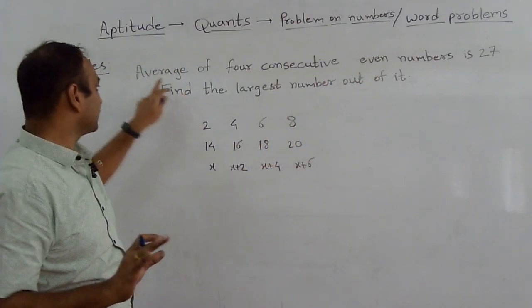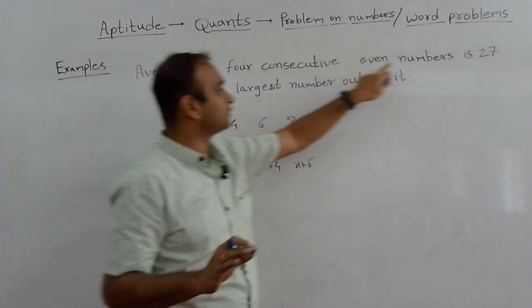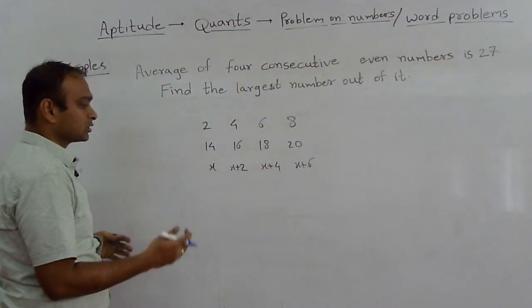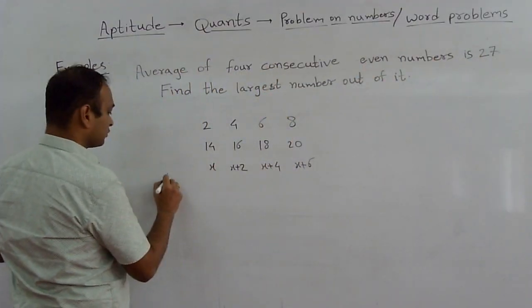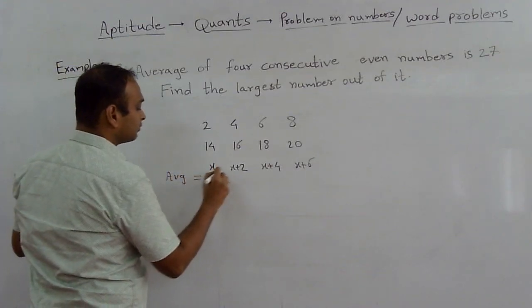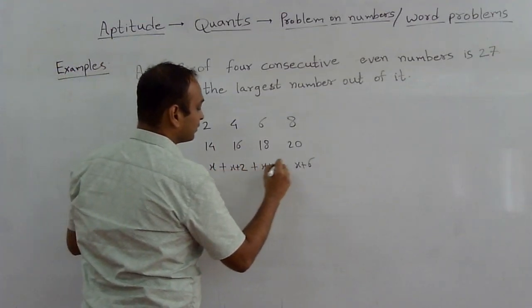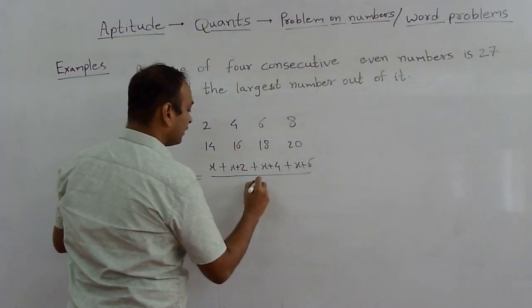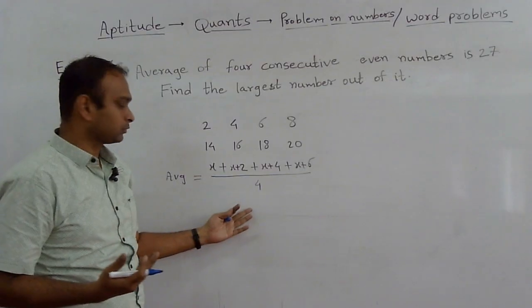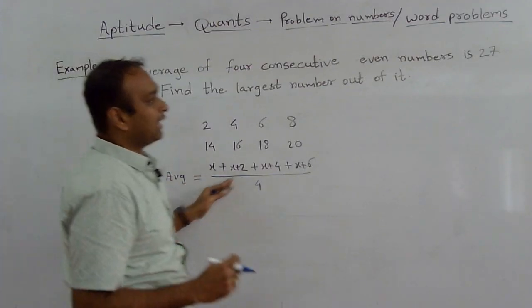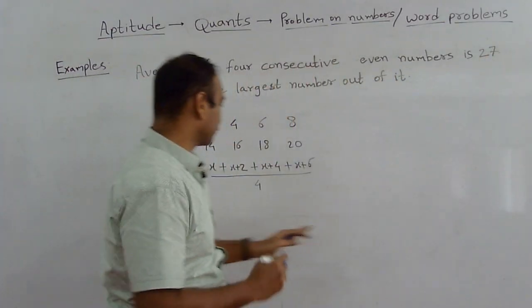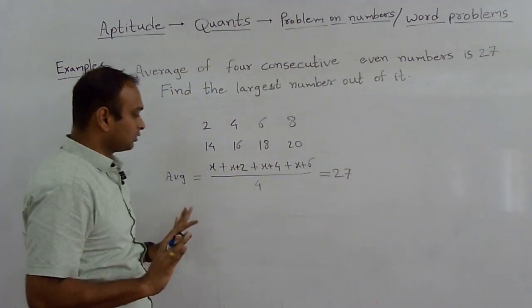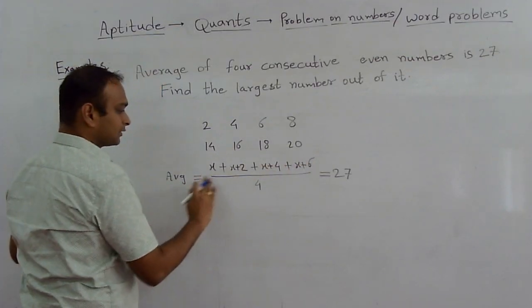Now what is the condition? The given condition is the average of these 4 numbers is 27. How do we take the average? For taking the average, what do we do? We add the numbers, first number plus second number plus third number plus fourth number, and then we divide by the count. Count is 4. This is given, and this average is 27. So this equals 27, right? So by this we got this equation.